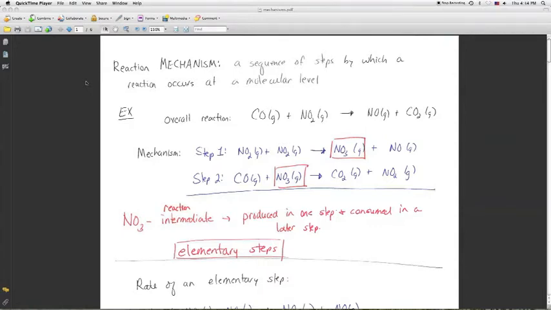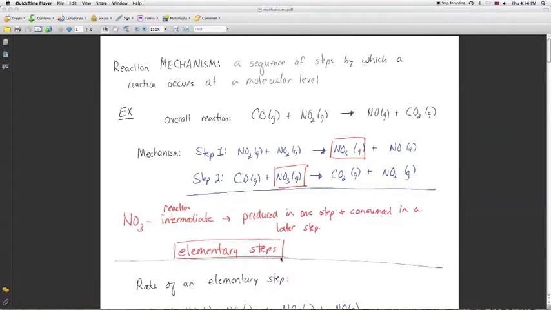That's a common thing when you're looking at a mechanism, and that's what's known as a reaction intermediate. It's a temporary thing that only exists for a few moments during the reaction, or as you can see in my notes here, you can also say it's a substance that's produced in one step and then consumed in a later step. One thing to notice is that if we combine the two steps, almost like a Hess's law type of combination, they add up to the overall reaction that we started with, and the NO3 is a canceling out item. In a mechanism, that's what's referred to as a reaction intermediate.